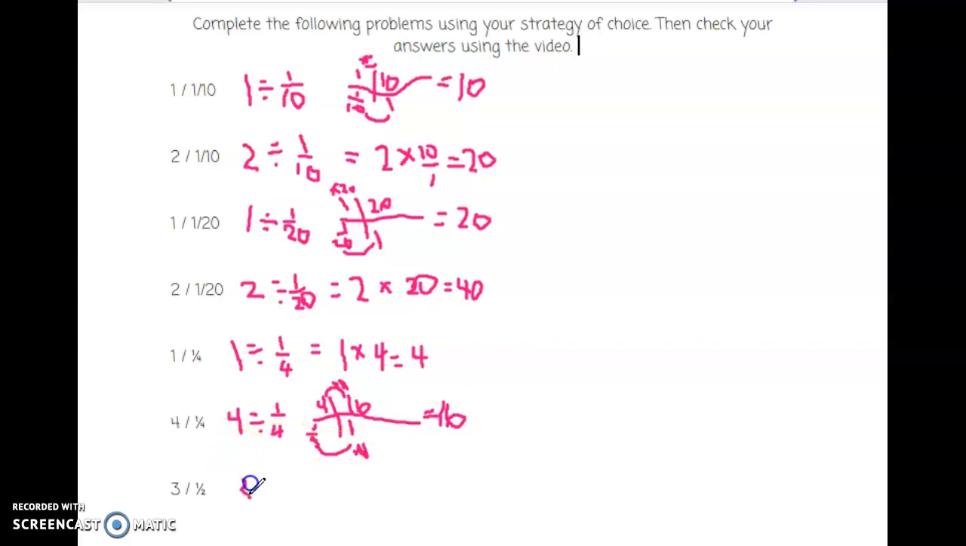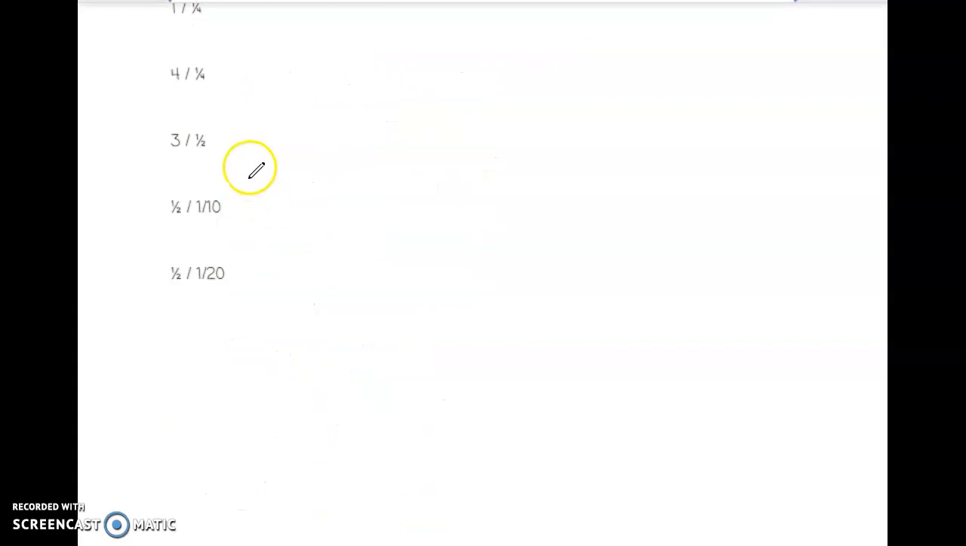Next one, 3 divided by 1/2. Let's do the keep, change, flip. 3 stays the same. Change the sign. Flip the reciprocal, which would be 2. And then 3 times 2 is 6. So 6 is your final answer for that one. Okay, I had to scooch down the paper. So the next one would be 1/2 divided by 1/10.